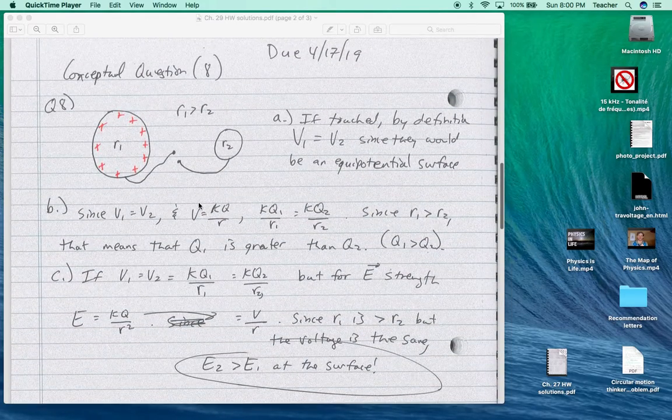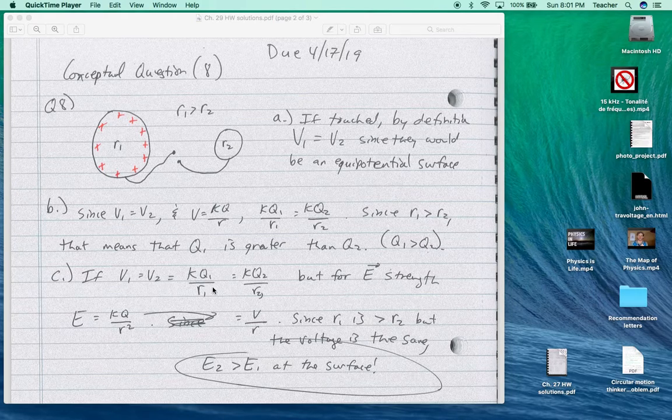Conceptual question number 8. This is a really good one to talk about. Hope you were in class when we had that discussion. If these are touched, by definition, the potential has to be equal. So the voltage here and here have to be the same. So it would be an equipotential surface. Since V1 equals V2 and V is equal to kQ over r, if we have a greater radius for 1 than for 2, we would also have to have more charge on 1 than we would have on 2.